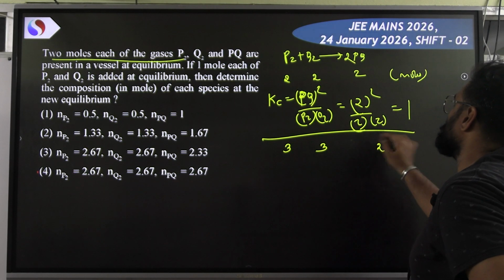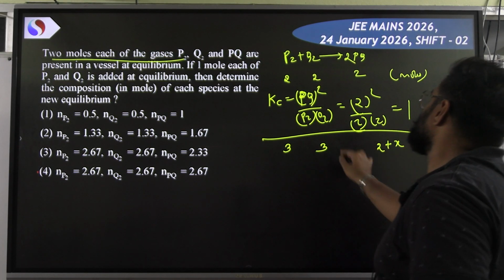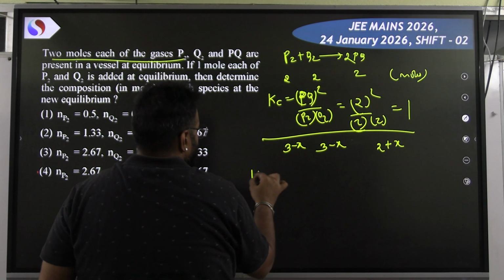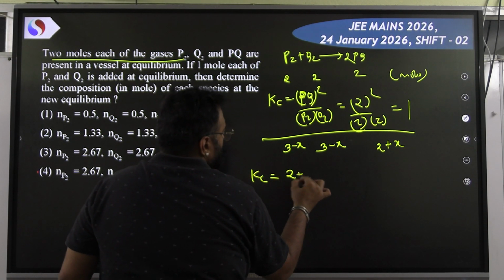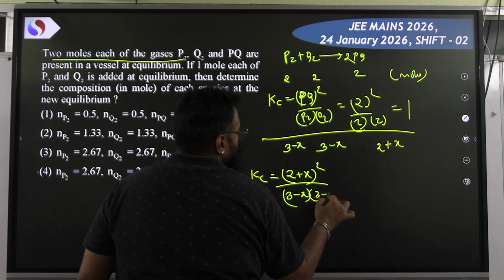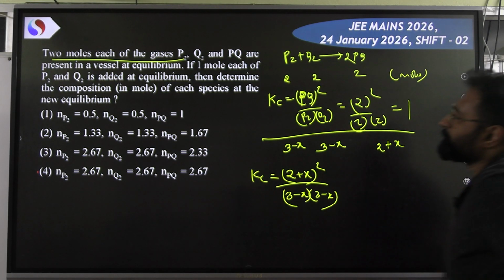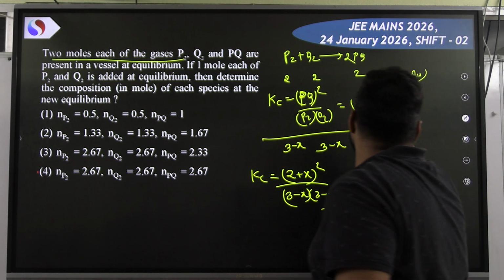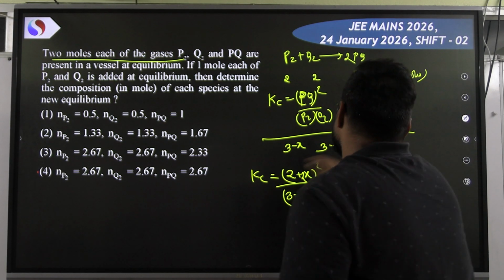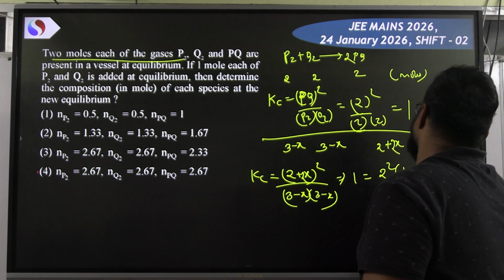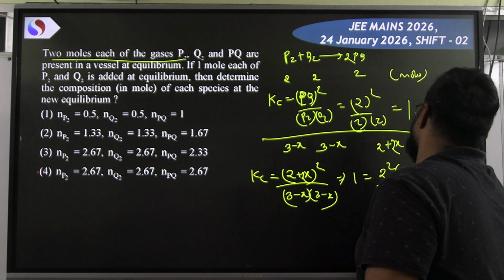And this will be 2 moles itself. So this is 2 plus x, this will be 3 minus x, this is 3 minus x. Now again Kc is equal to (2 plus x) whole square upon (3 minus x) into (3 minus x). Same setup, and Kc value is 1, correct? So this will be 2 plus x whole square upon 3 minus x whole square.